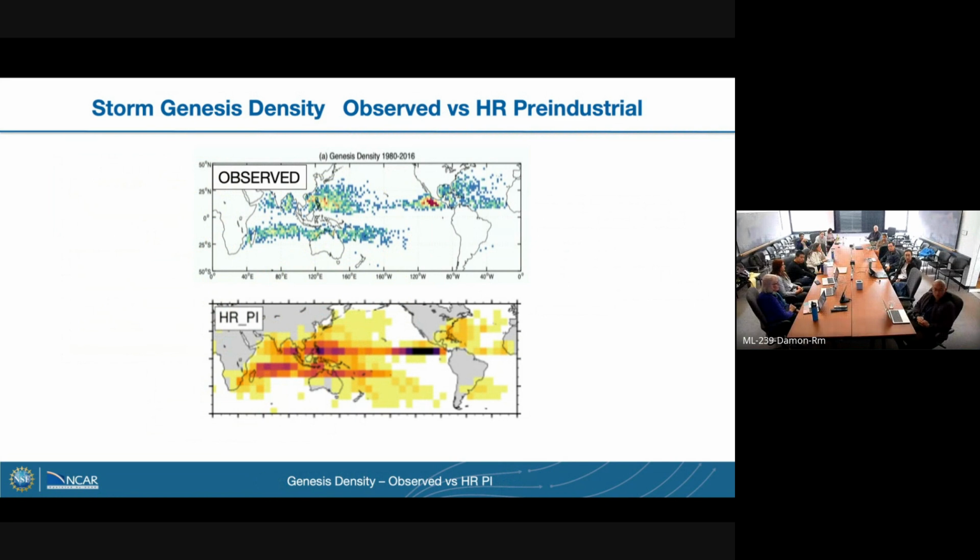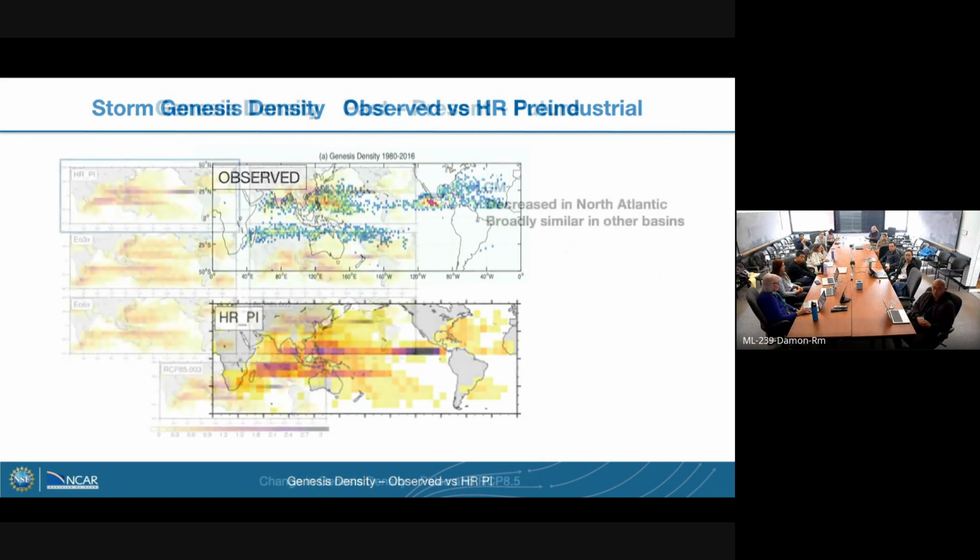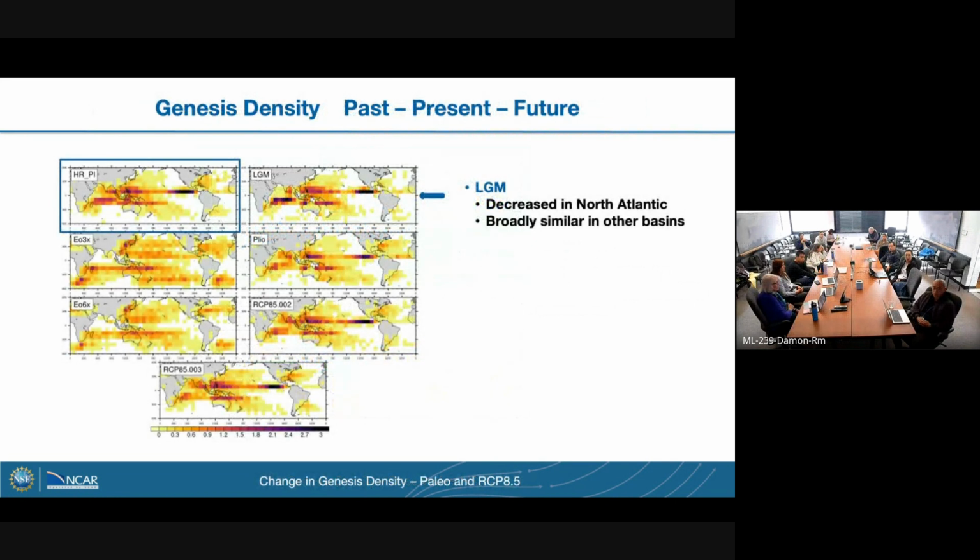Also a band of genesis in both the observed and the model along the Indian Ocean and extending into the southern Pacific, and then storms being generated, particularly coming off of Africa and onto the east coast of North America.